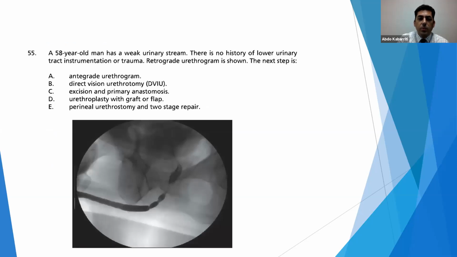So, a 50-year-old man has a weak urinary stream. There's no history of any prior instrumentation, and a retrograde urethrogram is shown. So the next set of slides are actually mostly questions. We'll just go through a few of them just to really hammer some points home.